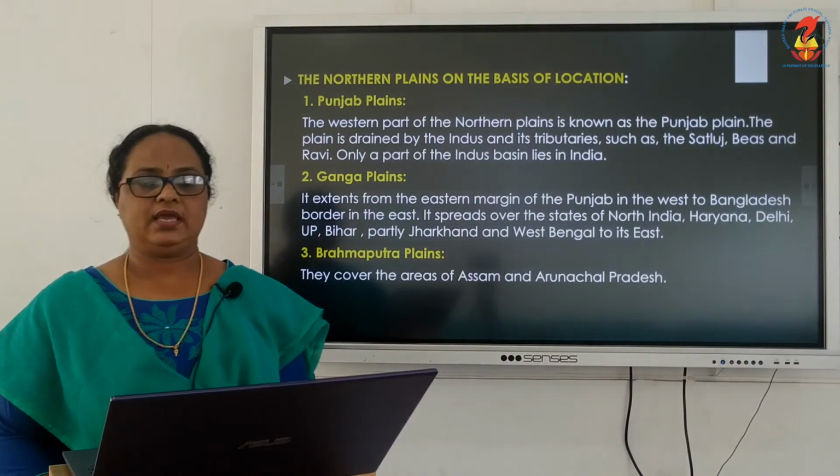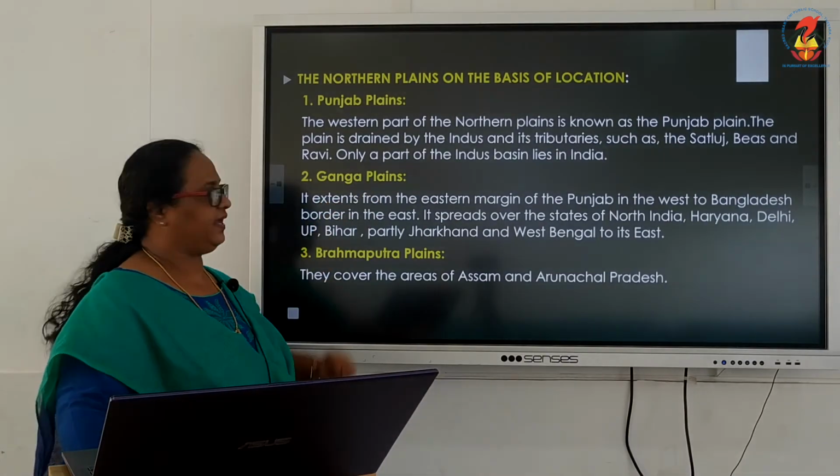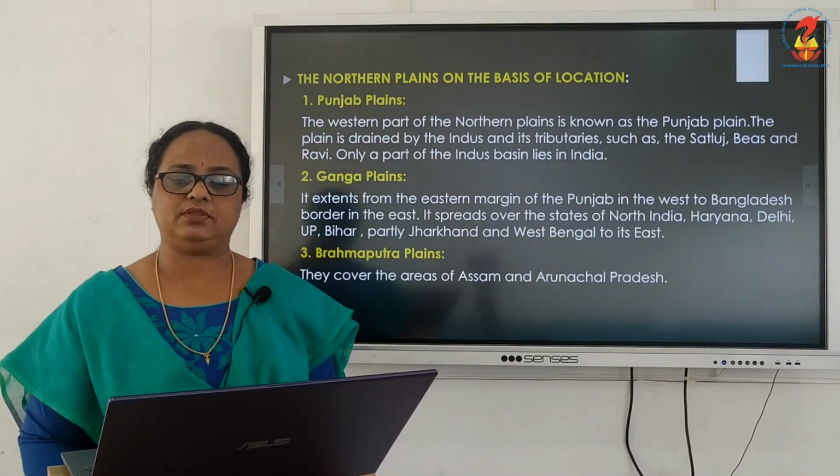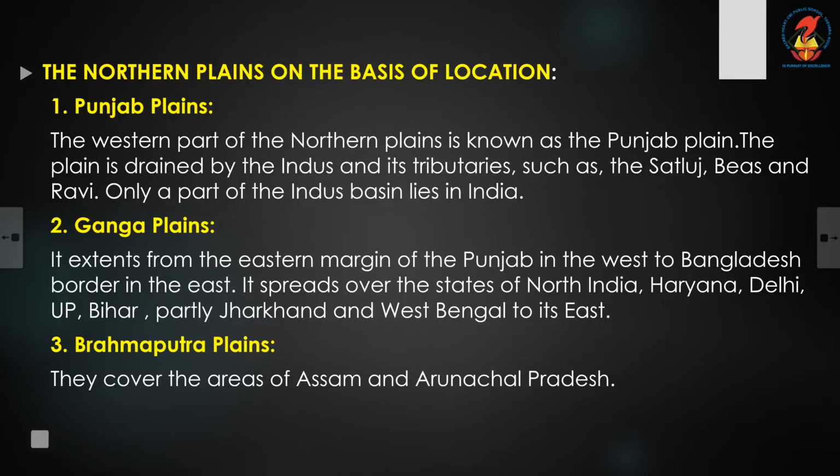Then next we have the Ganga plain, which extends from the eastern margin of the Punjab in the west to Bangladesh border in the east, and it spreads over the states of northern India, that is Haryana, Delhi, UP, Bihar, partly Jharkhand and West Bengal to its east.